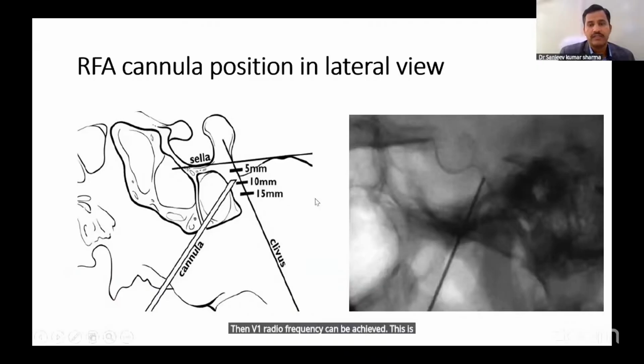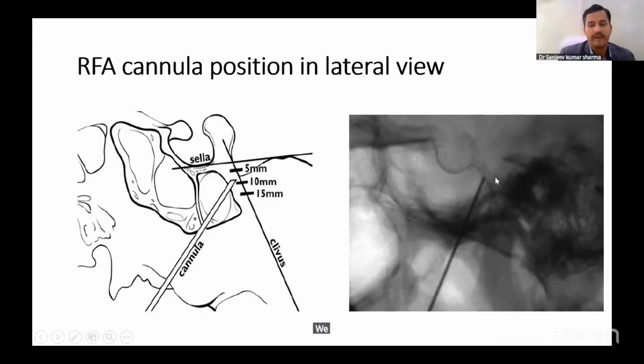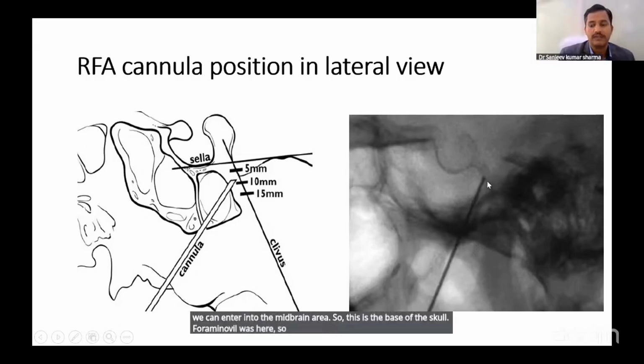In this lateral view, this is the sella turcica, and this is the clivus area. So this is the clivodural line. The needle tip should not cross the clivodural line. Otherwise, we will puncture the dura and can enter into the midbrain area. So this is the base of the skull. The foramen ovale was here, and the needle tip has entered into this.